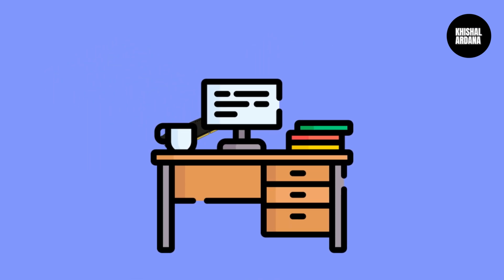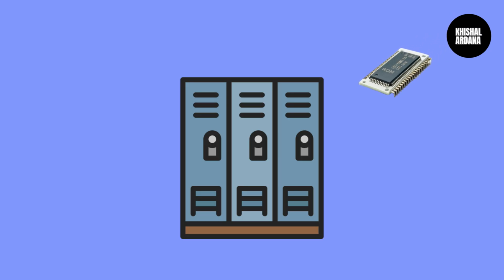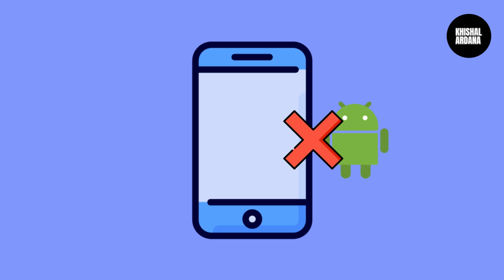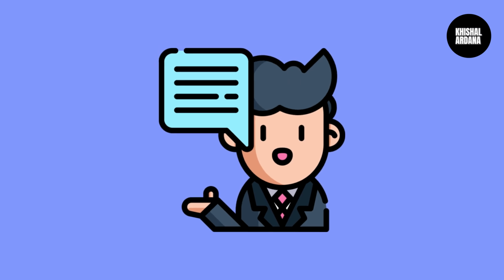If we compare it, RAM is your desk for fast work. ROM is a filing cabinet to store important documents. If the RAM is small, your phone will be slow when you open many applications. If the ROM is small, you can't install many applications or save files. So both are very important, even though they have different functions.